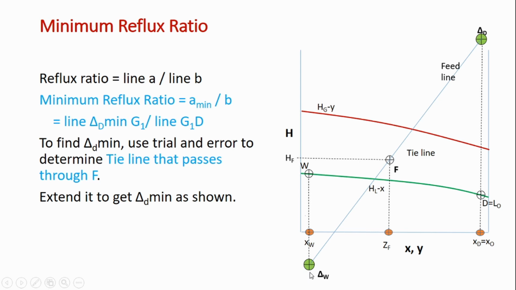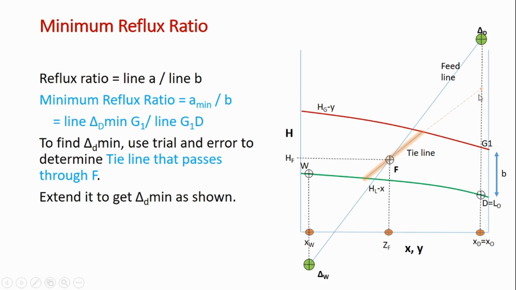This is the feed line. With this feed line, one of the tie lines should pass through this. This is the G1 point. This is the B. The distance between G1 and D is B. So draw a tie line by the trial and error method, getting the information from equilibrium data, that passes through this feed point.